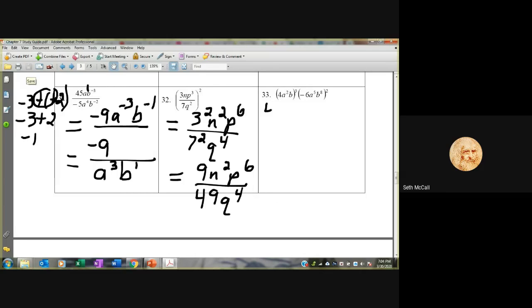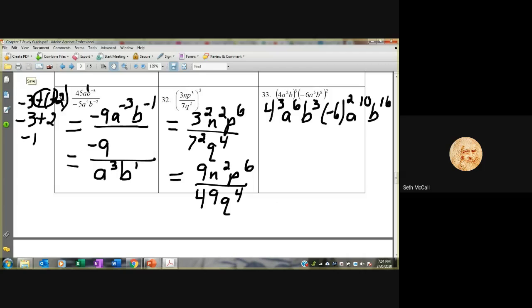So this is actually going to become 4 to the third, a to the sixth, remember they multiply, 2 times 3, and then b to the third. Then we have negative 6 to the second, and then we have a, you can see it's a to the fifth, and then the 5 is being squared, so that actually becomes 10. Sorry, this 5 is not being squared. They're multiplying because it's a power to a power. So 5 times 2 is 10. And then you have b to the 16th because 8 times 2 is 16.